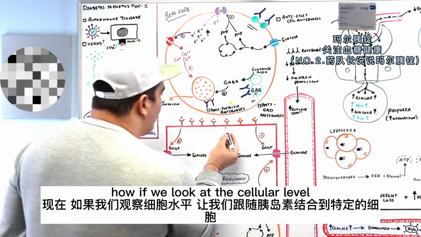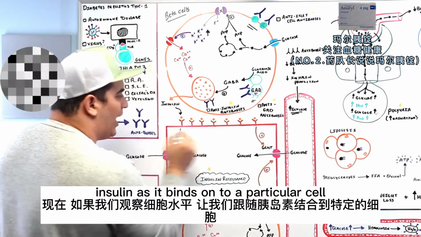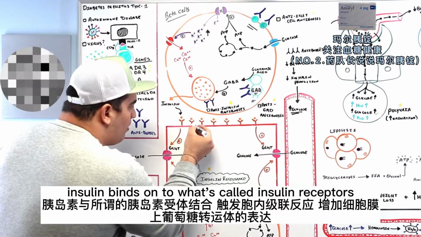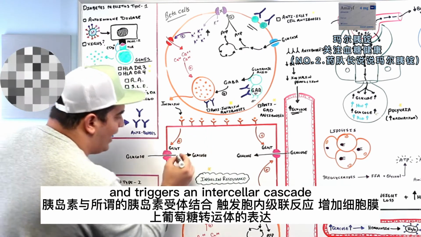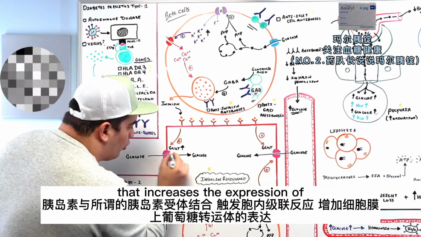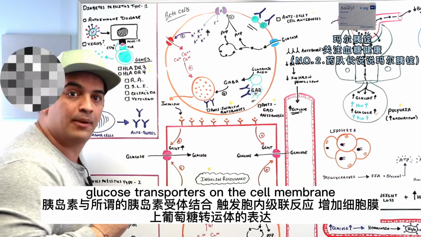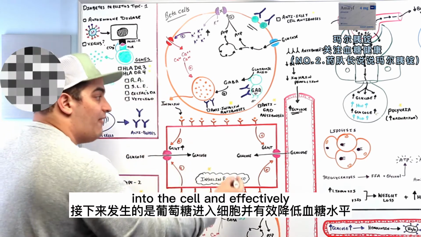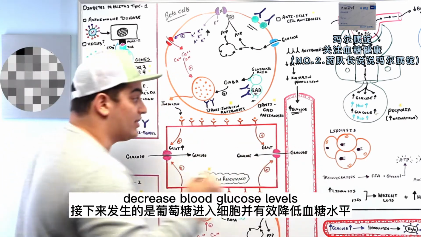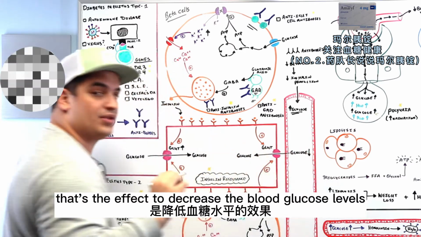How? If we look at the cellular level, let's follow this insulin as it binds onto a particular cell. Insulin binds onto what's called insulin receptors and triggers an intracellular cascade that increases the expression of glucose transporters on the cell membrane. And then what happens is that allows for glucose to come into the cell and effectively decrease blood glucose levels. That's the effect, to decrease the blood glucose levels.